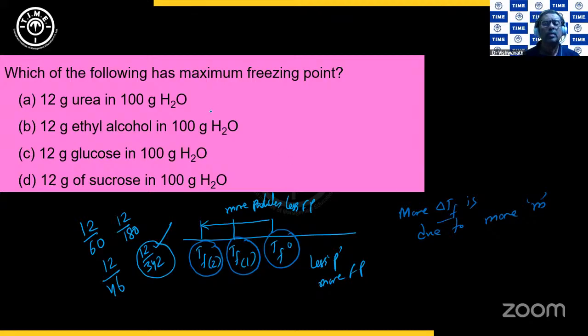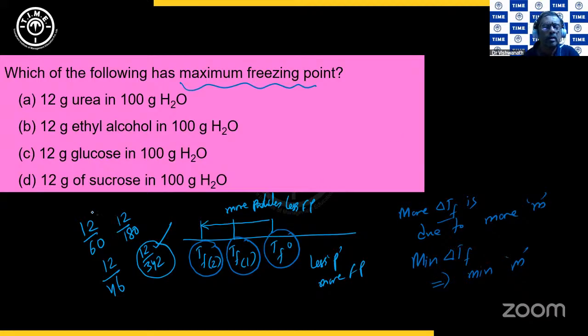Now you're requiring what? Maximum freezing point. So maximum freezing point means minimum delta TF. Minimum delta TF means minimum m, correct? The freezing point depression has to be less. Where it is less, look at this. How do you get the number of moles? Look at the first one.